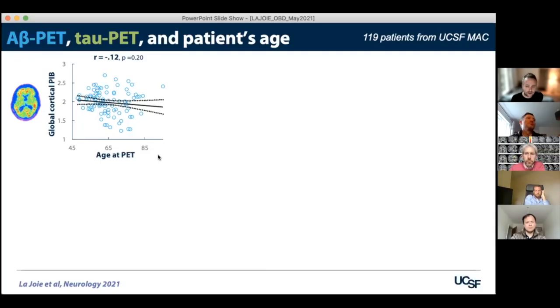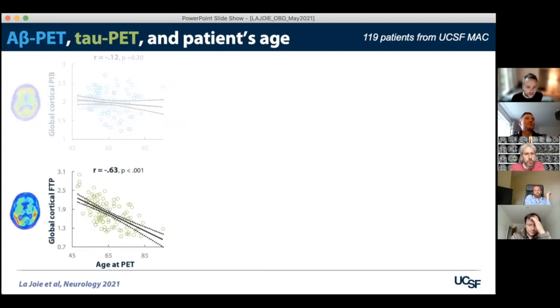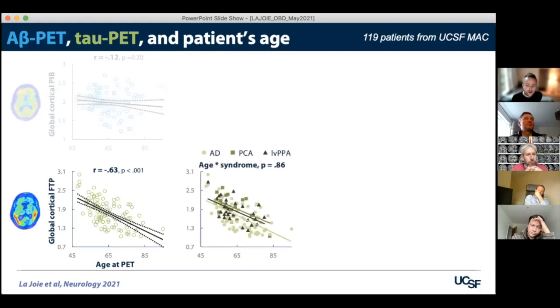The age of onset and the age at which we scanned the patient had nothing to do with how much amyloid they had in their brain, but it was really strongly related to tau, in this very strong negative pattern. And this sample is the same I showed you before. It includes these atypical variants of PCA and LVPPA, and we actually saw that this relationship with age existed within each syndrome. It's not driven by these atypical syndromes. All the lines are impressively parallel, and we do see that younger patients have more tau regardless of their syndrome.